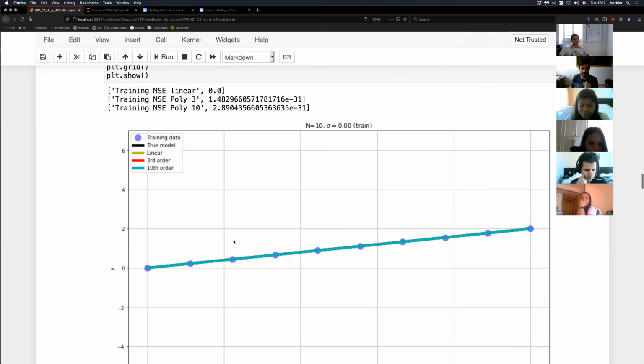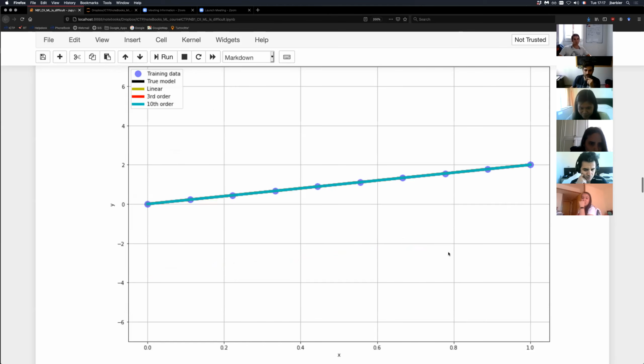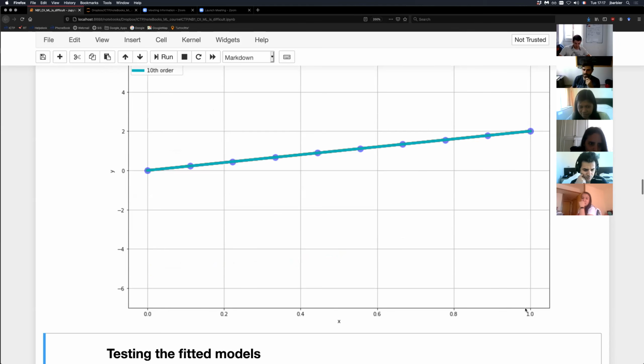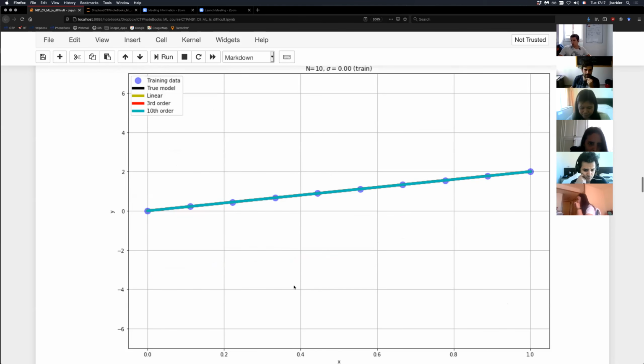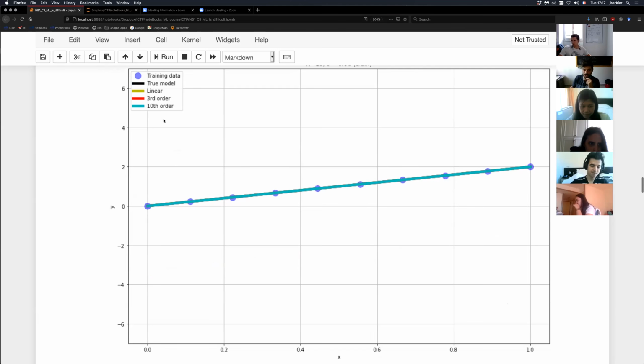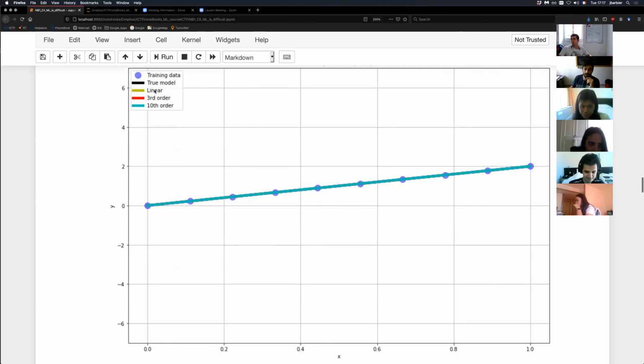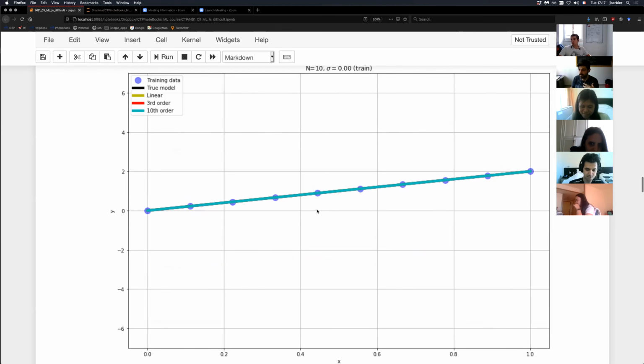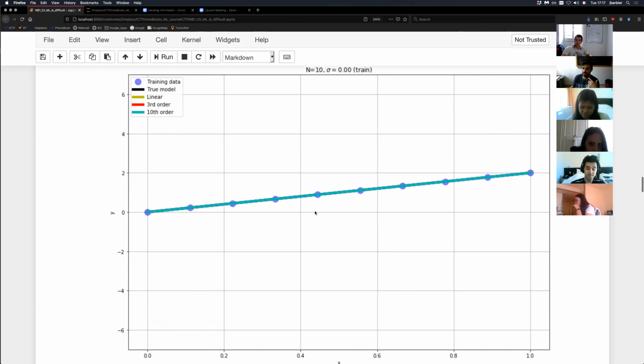What happens is that the blue points are the training data, which are essentially uniform points between 0 and 1. I have 10 of them. The true model and our linear predictions on this training data, for the three hypothesis classes, completely collapse on the true model. And why is that so? Was it predictable? It's from 0 to 1. So they are the same.